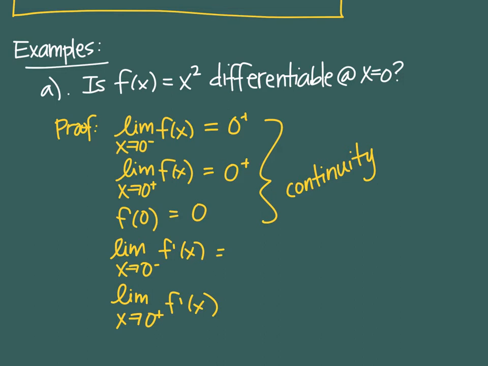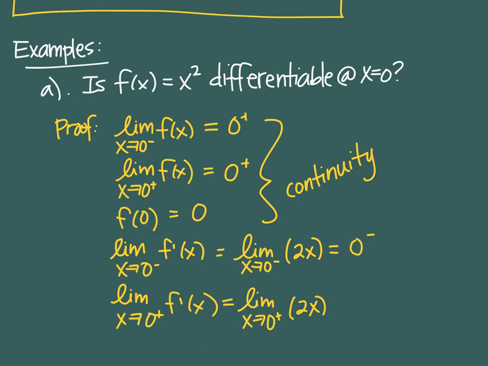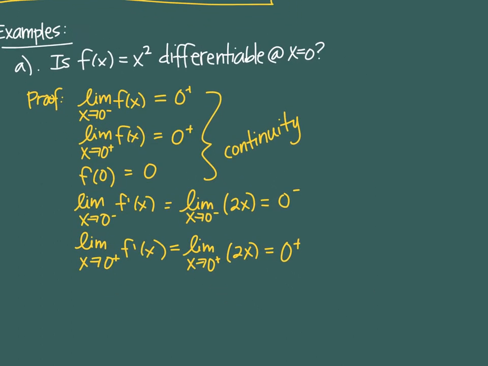Have you done x squared enough that you know the derivative of x squared now? 2x. All right, so we are going to use the limit of 0 minus in the function 2x, and the limit of 0 plus in the function 2x. So if I plug in 0 minus into 2x, what do I get? What's 2 times 0 minus? Still 0 minus. And when I plug in 2 times 0 plus, that is still 0 plus. Are those approaching each other?